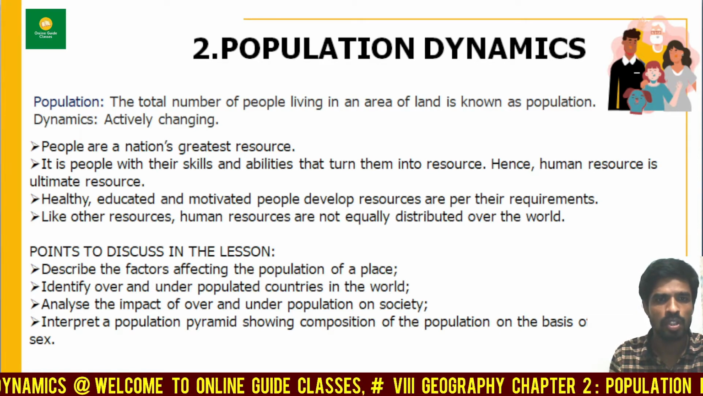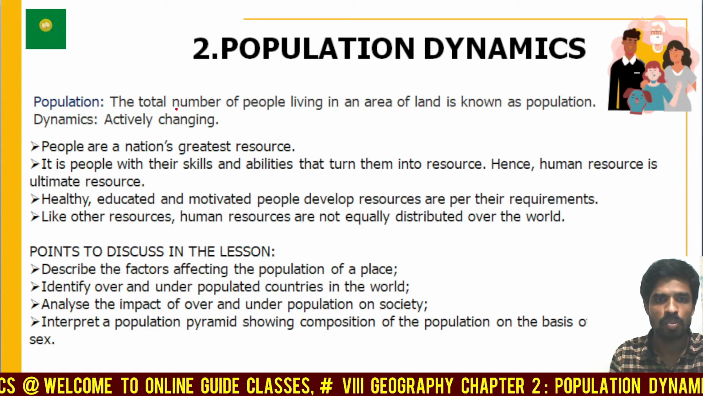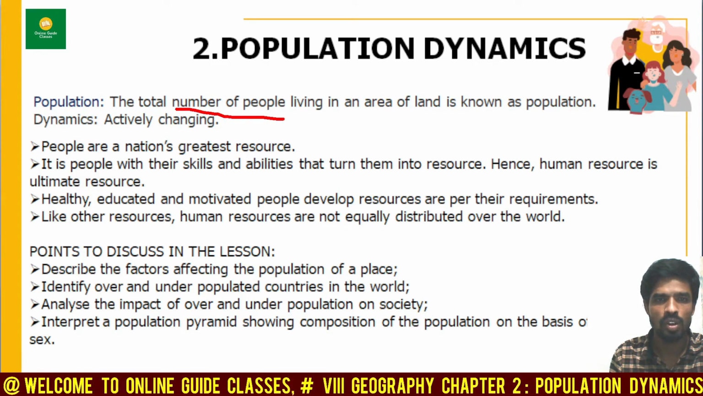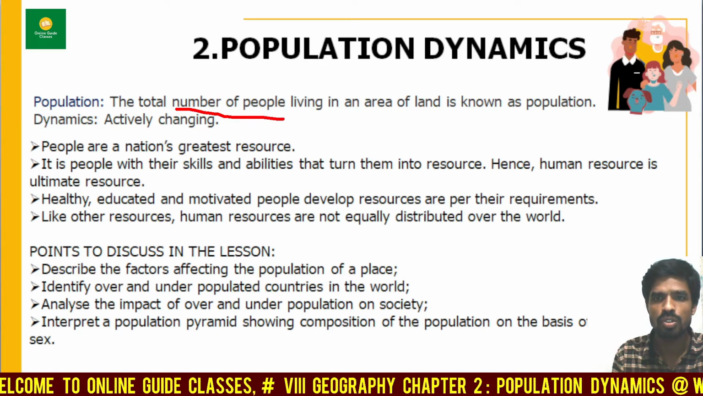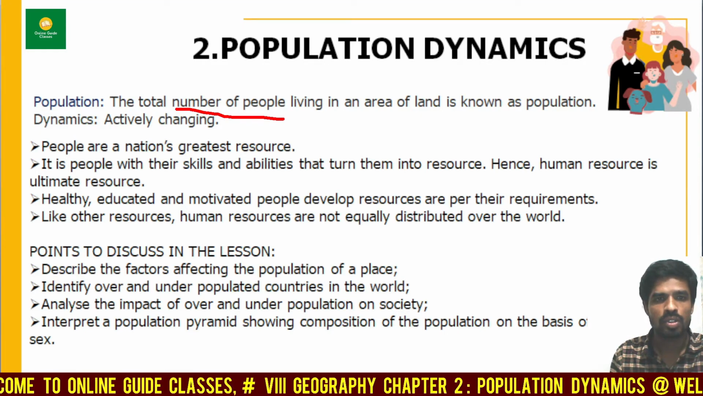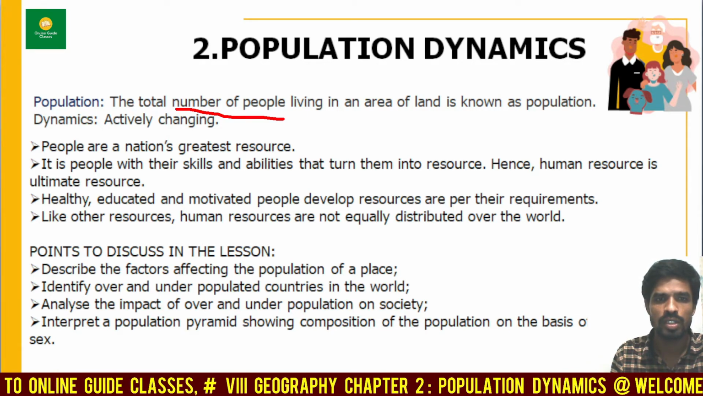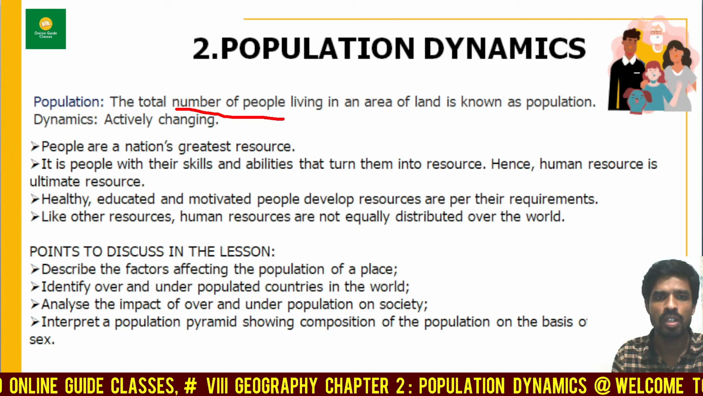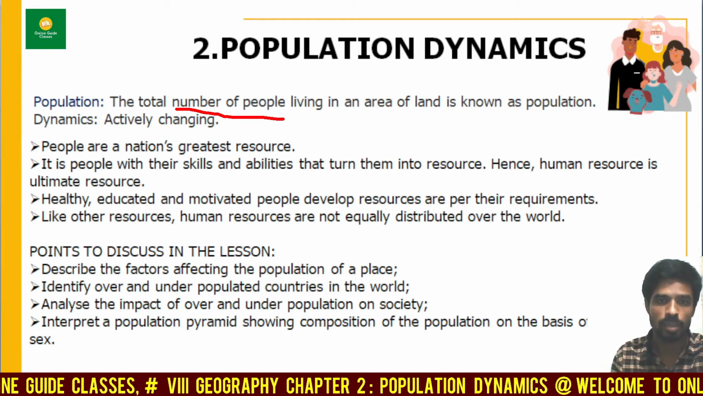What is the meaning of population? The definition is mentioned over there, my dear friends. The total number of people living in an area of land, in the sense all over the world, on the entire universe, is known as population. So dynamics is nothing but actively changing. So if you add together these two sentences, the total number of people actively changing in an area of land is known as population dynamics.